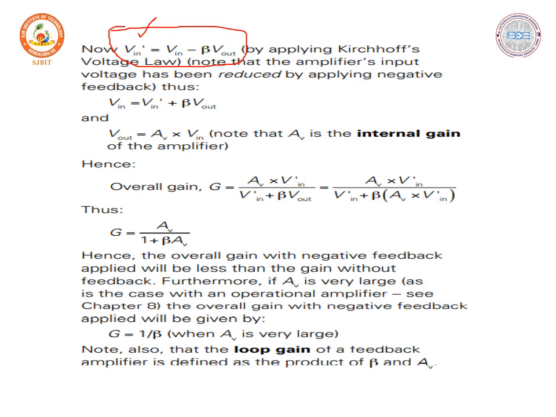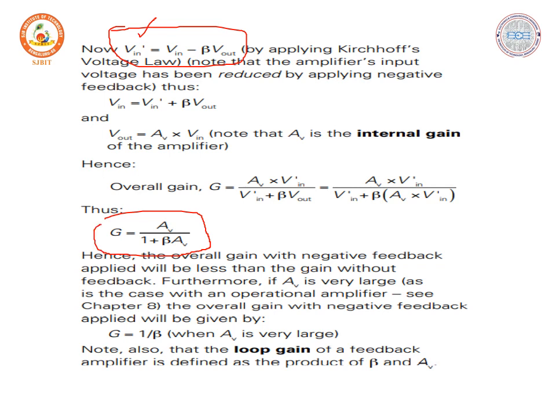So then we are going to take the V in dash common. We are going to get AV divided by 1 plus beta AV. So V in dash will get cancelled. So finally, G is equal to AV divided by 1 plus beta AV.